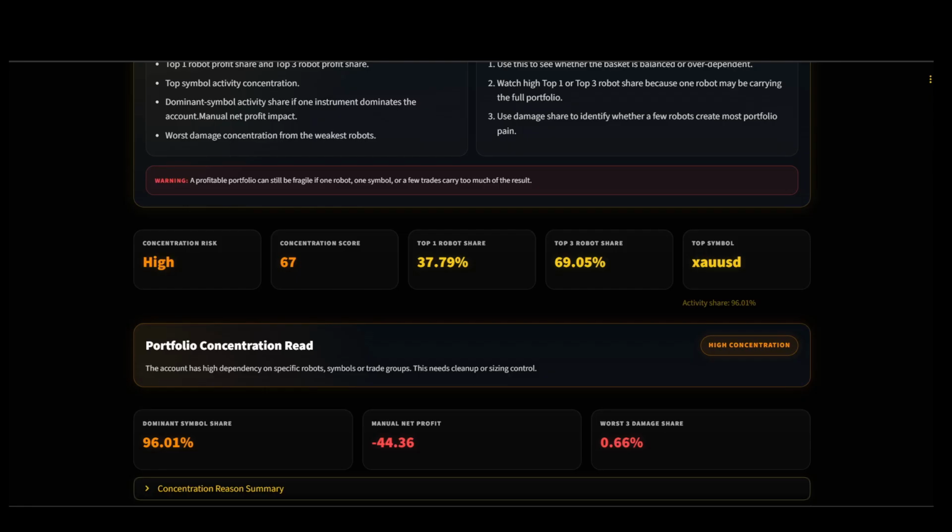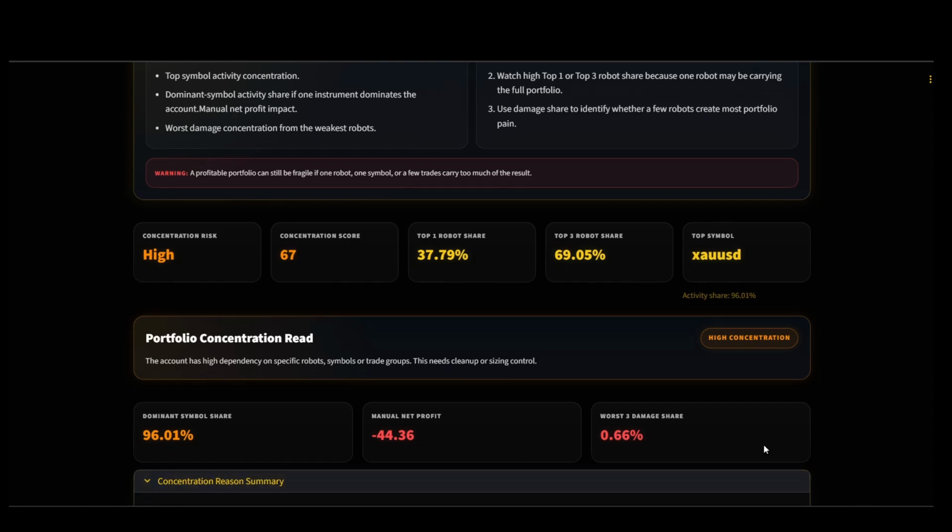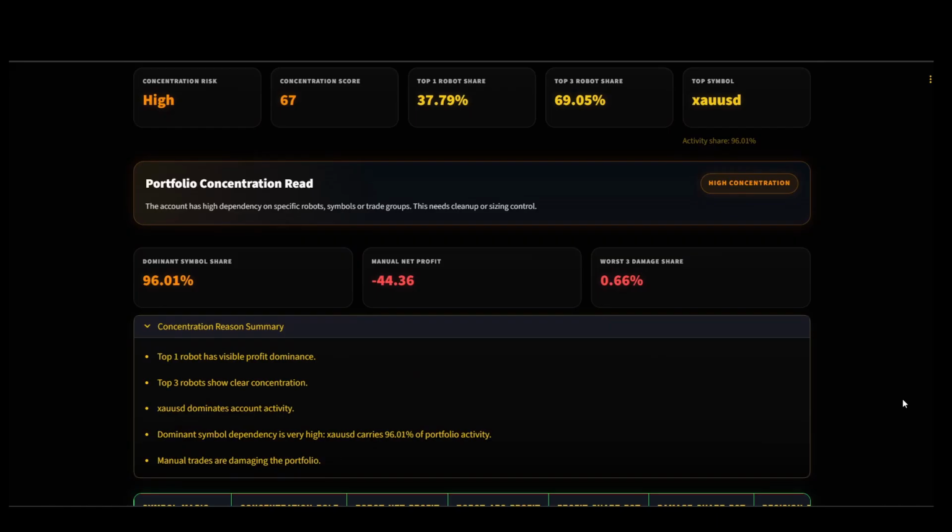So at this stage, the workflow is no longer acting like a normal EA basket overview. It is behaving much more like a real portfolio concentration audit, where the system evaluates whether the account structure itself is stable enough for long-term capital deployment. Then the workflow moves into the concentration reason summary layer. And this section acts like a structural interpretation block for the full portfolio concentration profile. So instead of only showing raw percentages, the framework now summarizes the actual dependency risks detected across the account. And immediately, the workflow starts highlighting several major concentration warnings.